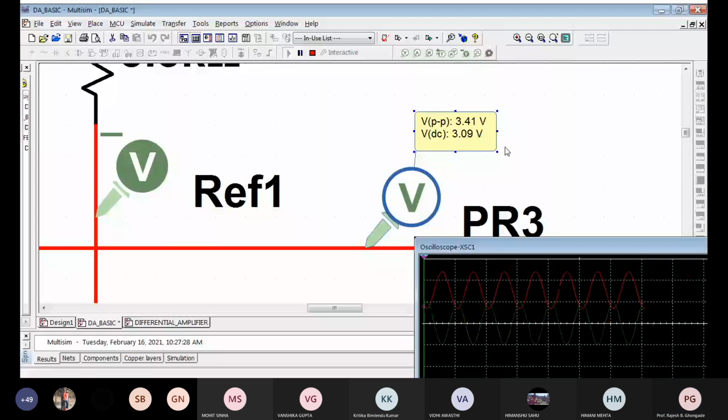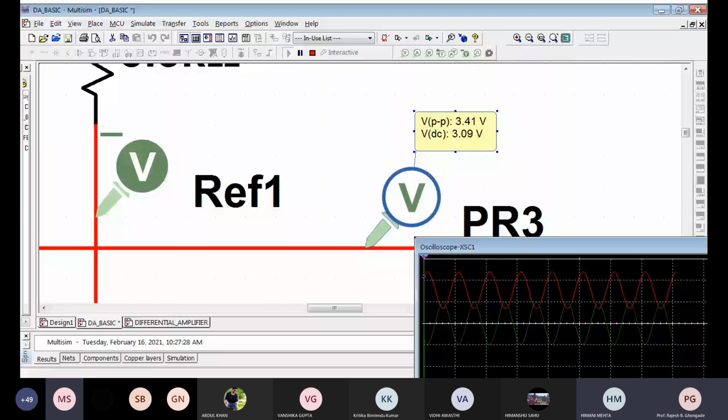Guys, are you there? Yes, sir. There was a call drop, I guess. So do you see the Multisim output? Yes, sir.